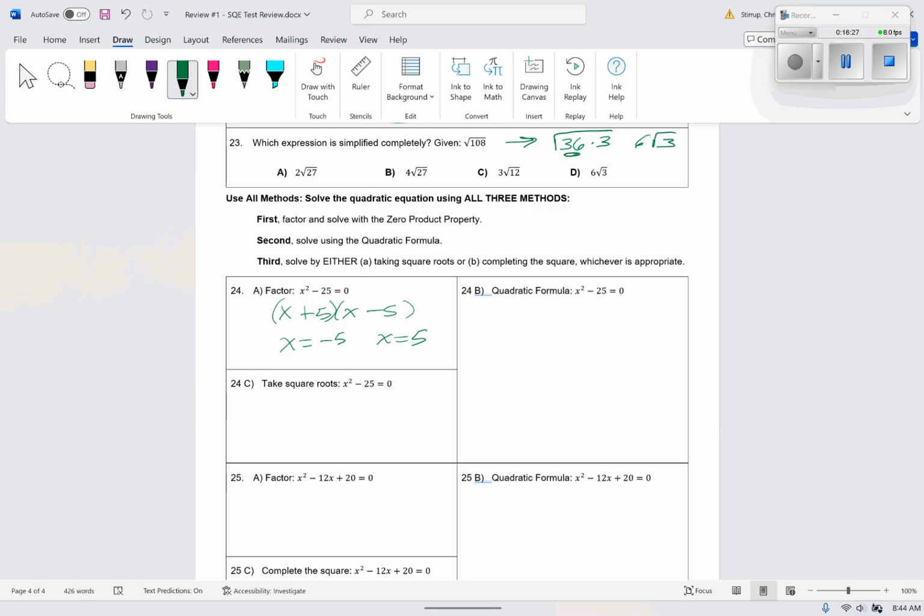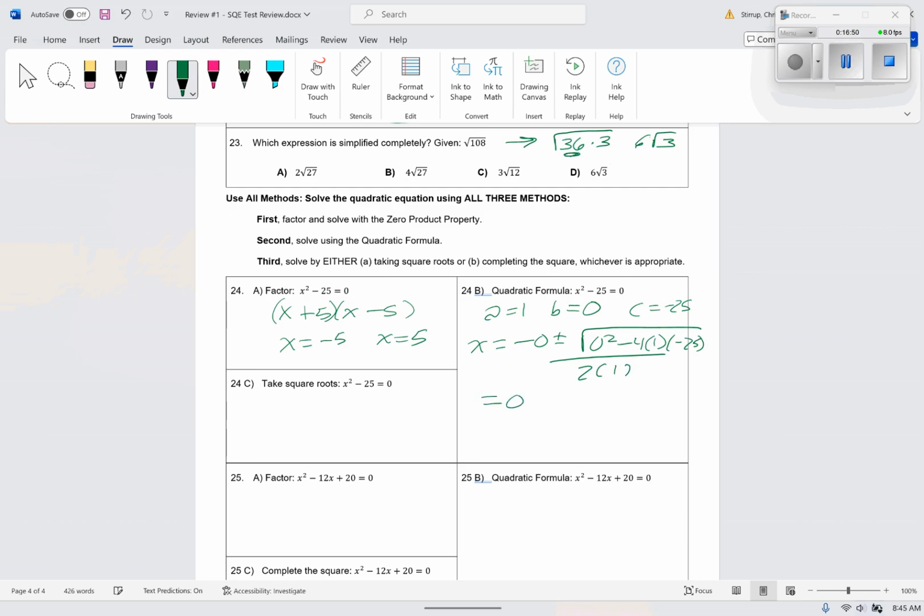24b, I want to use the quadratic formula. So our a value is 1. Our b value, is there just a single x term there? No, it's got to be 0. And our c value is negative 25. So x is equal to negative b plus or minus square root b squared minus 4ac all divided by 2a.